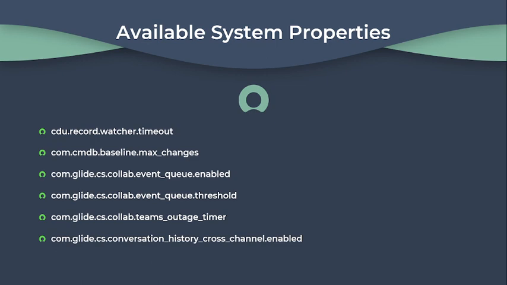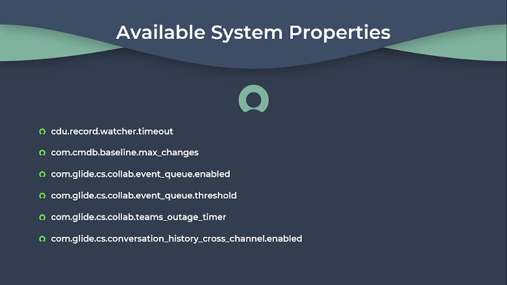Then com.glide.cs.collab.event_q.enabled. It is a switch to enable the event queue for badge count calculation and publish. Then com.glide.cs.collab.event_q.threshold. This property calculates the unread count for each member of a chat. If the chat has too many members, this responder thread will be slow, so offload this to the event queue.